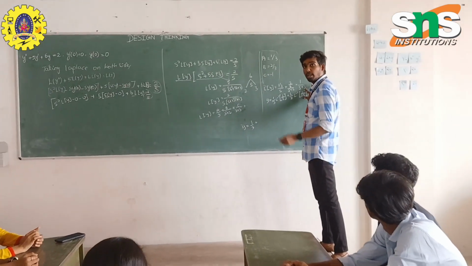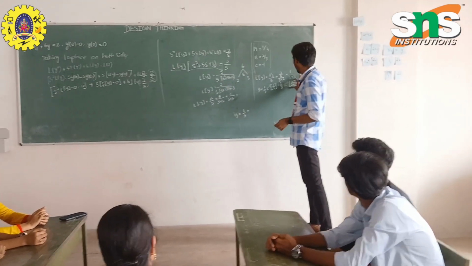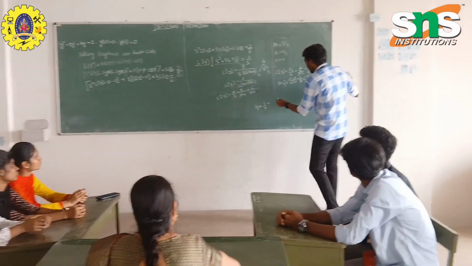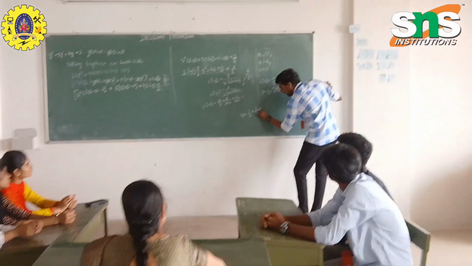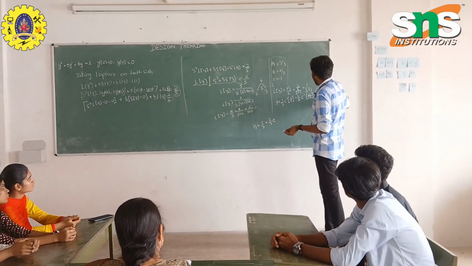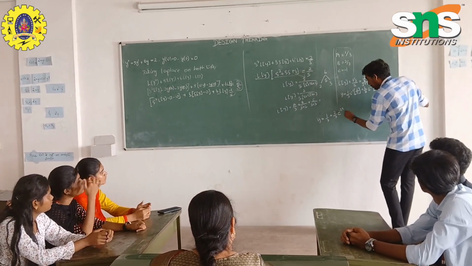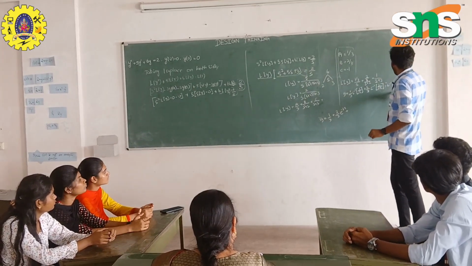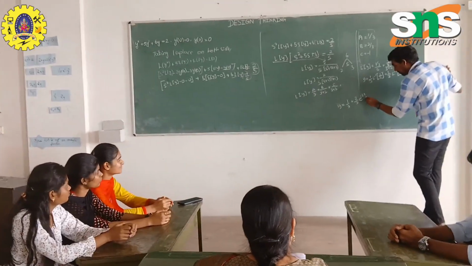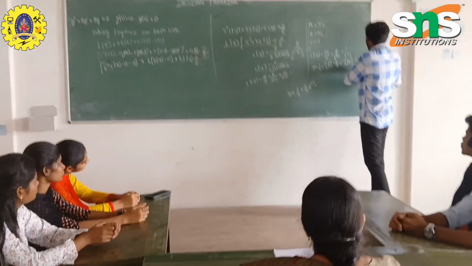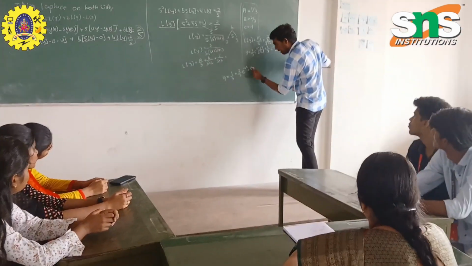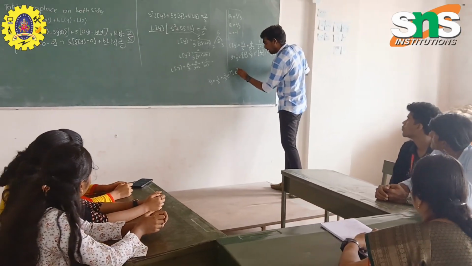This looks like the formula L inverse of 1 by s plus a. If it is positive, it comes as e power minus at. So here the a value is 2, so 2 by 3 e power minus 2t. And here, L inverse of 1 by s plus 3 means e power minus 3t.